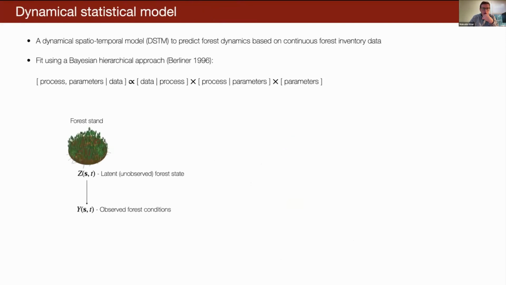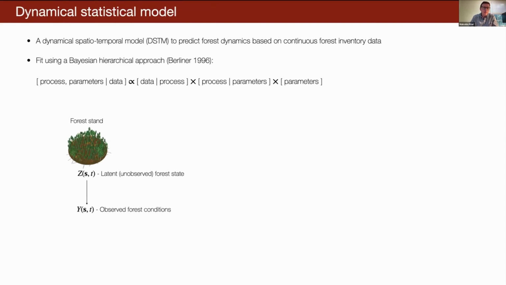An alternative approach would be to develop a dynamical statistical model to make predictions of forest dynamics based on continuous forest inventory data, such as the FIA data set. This is really what we've been working on developing for the last couple of years. Here we're using a Bayesian hierarchical approach. We're interested in making predictions about forest dynamics. We're also interested in making inference about the demographic processes and parameters that drive those dynamics, given some set of inventory data.